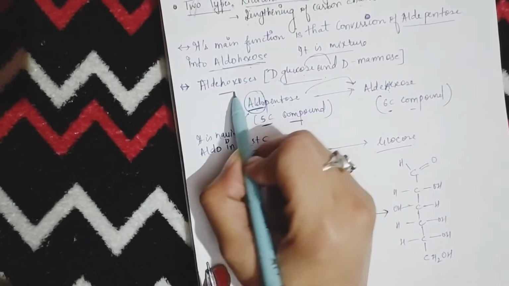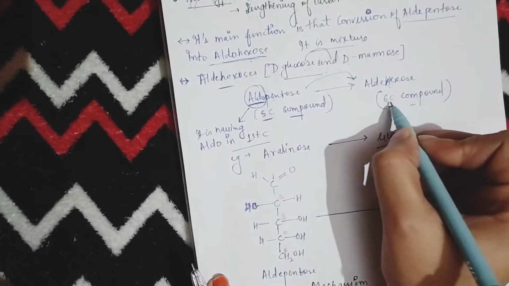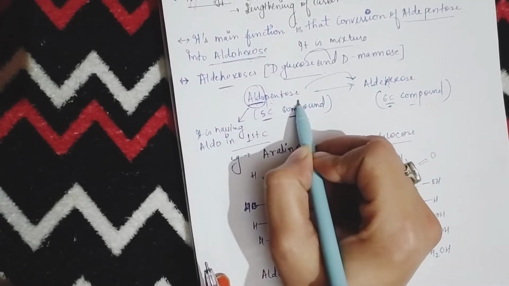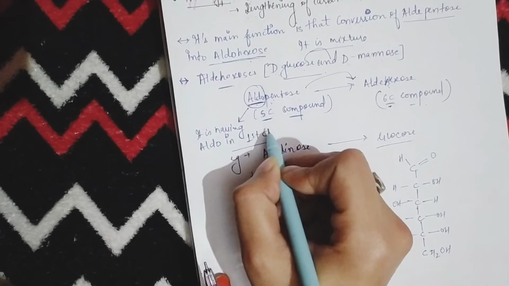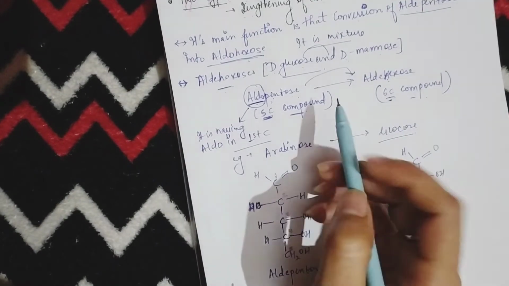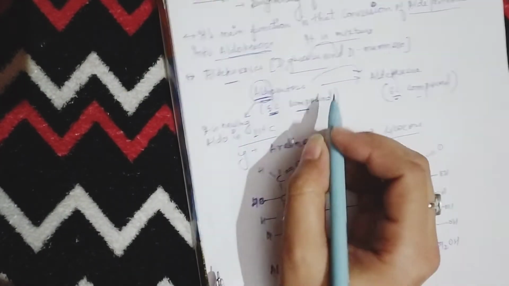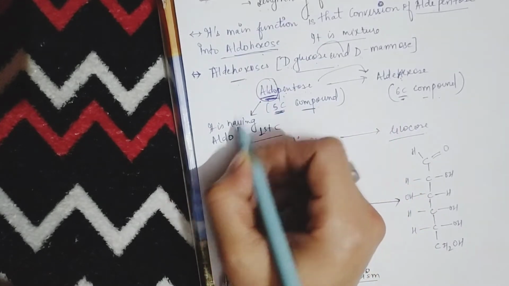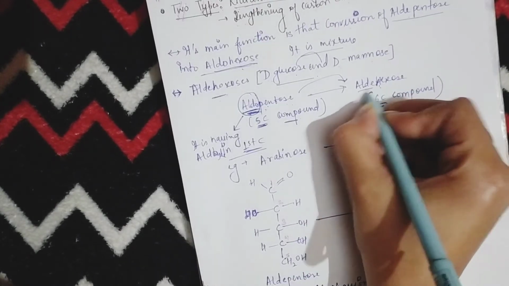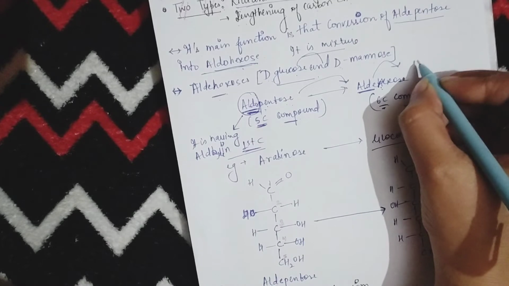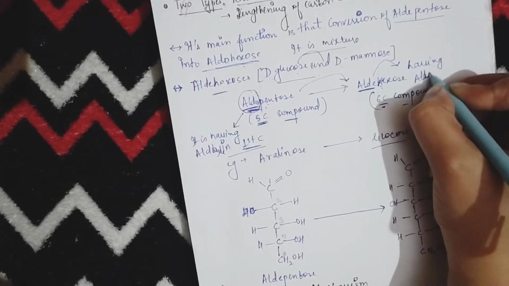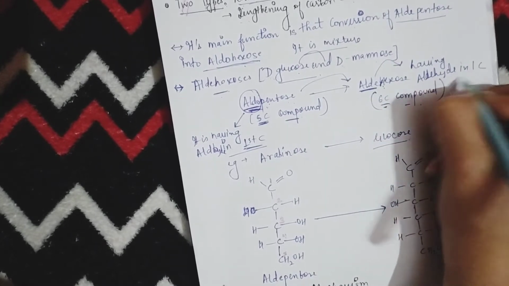Aldohexose is a 6-carbon compound which is converted from aldopentose. And aldopentose is a 5-carbon compound. Why is there aldo? Because it has an aldehyde group in the first carbon. And why aldo here? Same reason, having aldehyde in the first carbon.